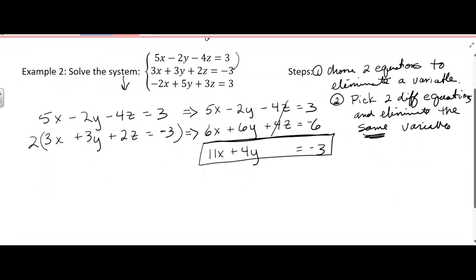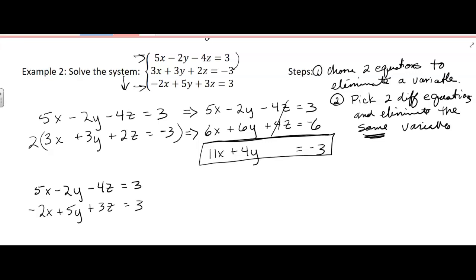So I'm going to pick the top equation, the 5x minus 2y minus 4z equals 3. And I can't pick the second one because I already used that one, but I can take the bottom one. Negative 2x plus 5y plus 3z equals 3. Now I am tied to eliminating the z's. And the reason is because I need another xy equation so that I can put those 2 together and solve.